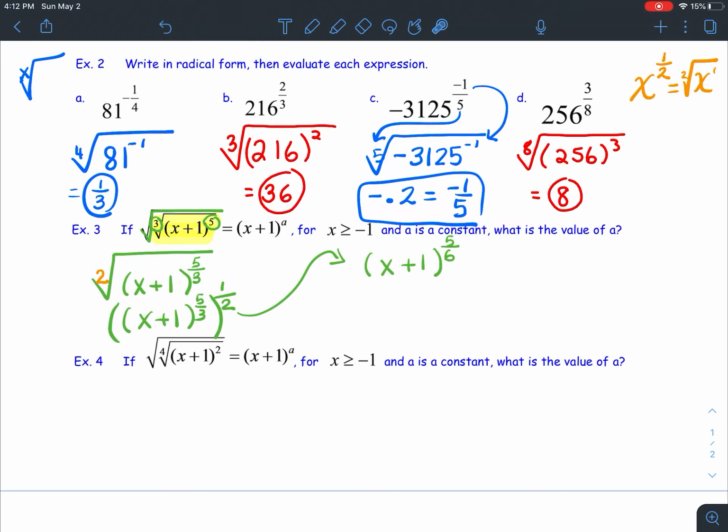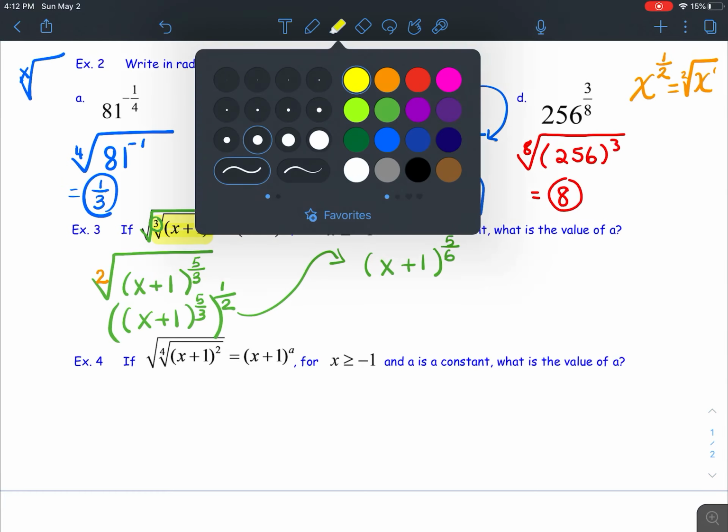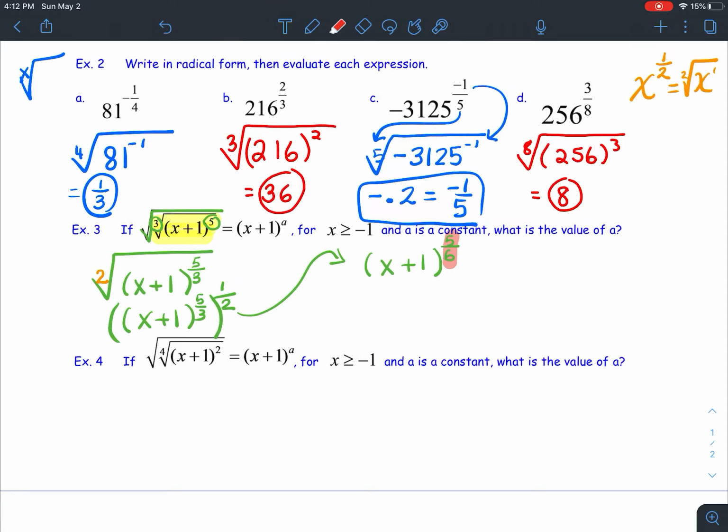Now, if you look at what we have here, this very much looks like what they said it was going to look like. You should have x plus 1, and there should be an exponent on that x plus 1. I'm going to go ahead and highlight that exponent. That is this 5/6, which is what the a is right here. So I'm going to report that the a is 5/6.